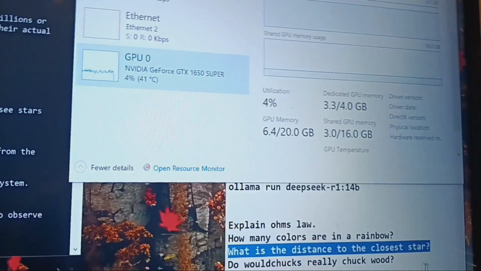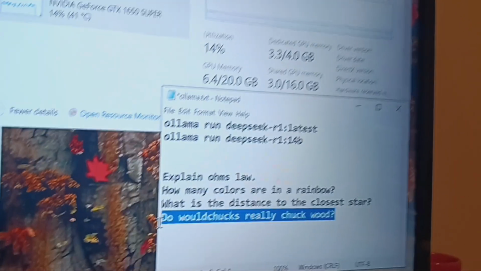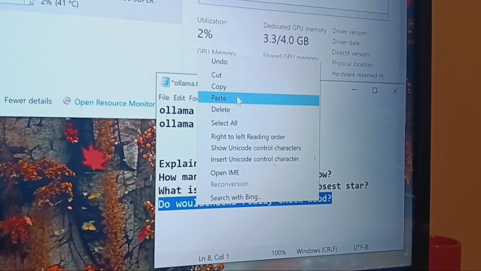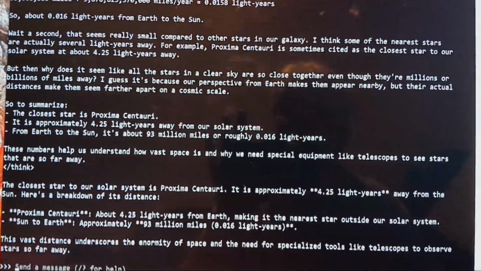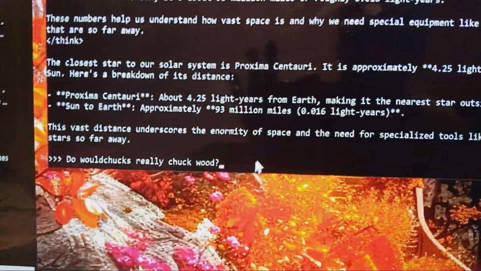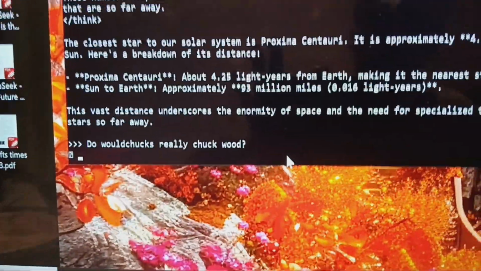Okay, now what if we ask it a ridiculous question? Like we can't spell and we don't know what we're doing. Well, we'll copy that one. We'll come in here, edit, paste. There it is. Hit enter, and now it's thinking.